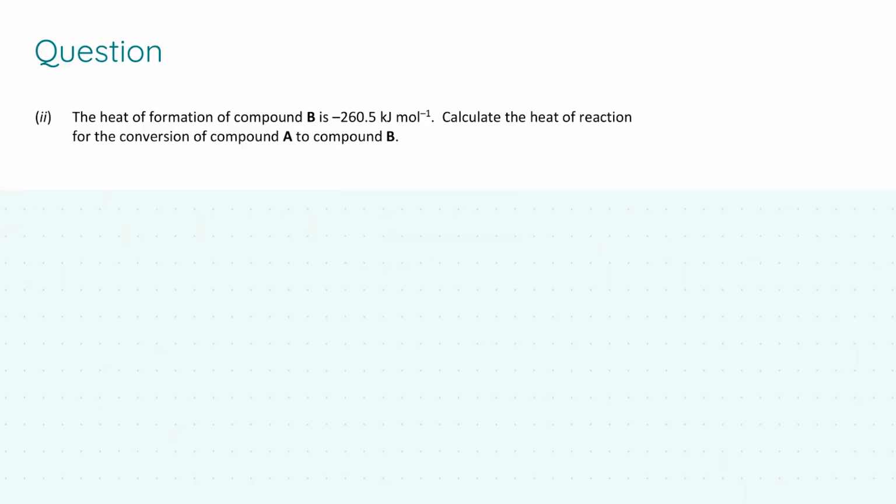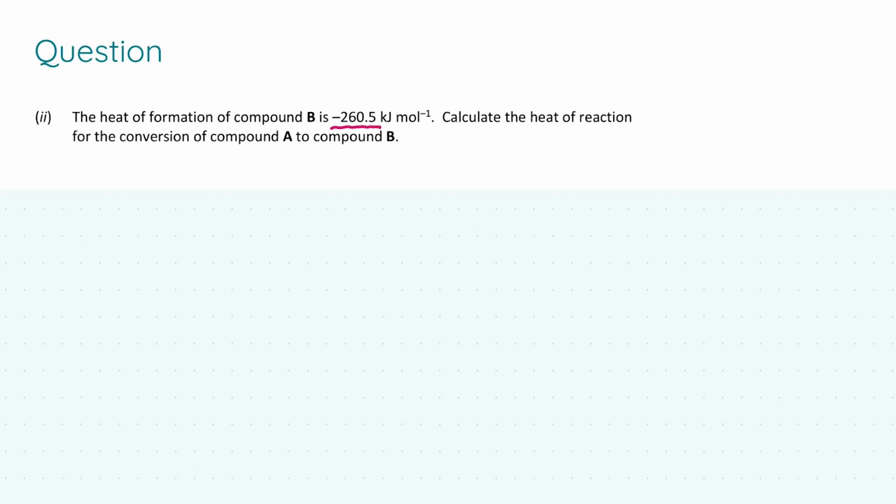And now the final part, part 2. The question tells us that the heat of formation of compound B is negative 260.5 kilojoules per mole. Calculate the heat of reaction for the conversion of compound A to compound B. Okay, again, there's quite a lot in this question, but it's very simple. So all we're going to do is, we know our heat of formation of compound B, we know our heat of formation of compound A. We're going to get the heat of formation of compound B minus compound A, and that'll give us our answer. It's really a simple process when you just break it down and have a quick think about it before just diving in, not sure what you're going to do.